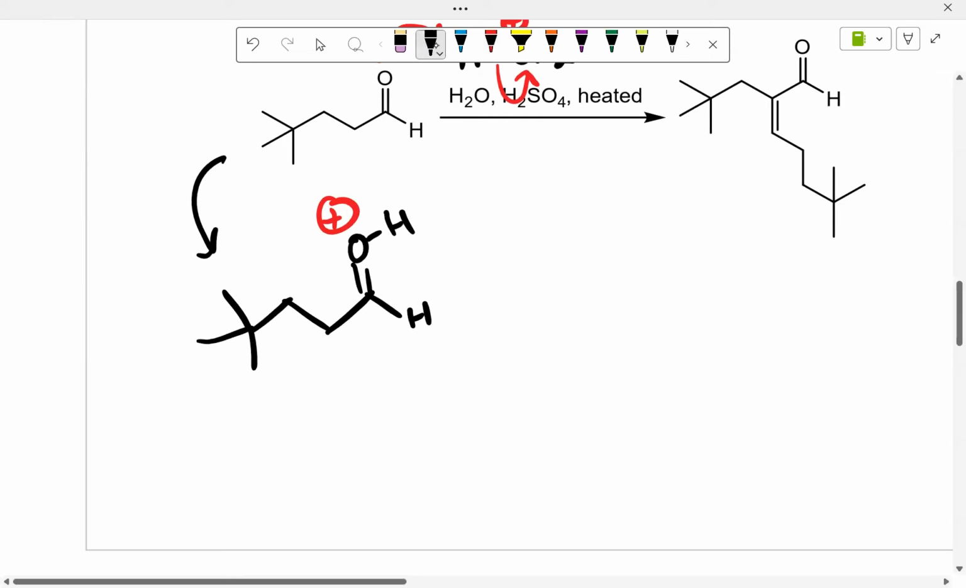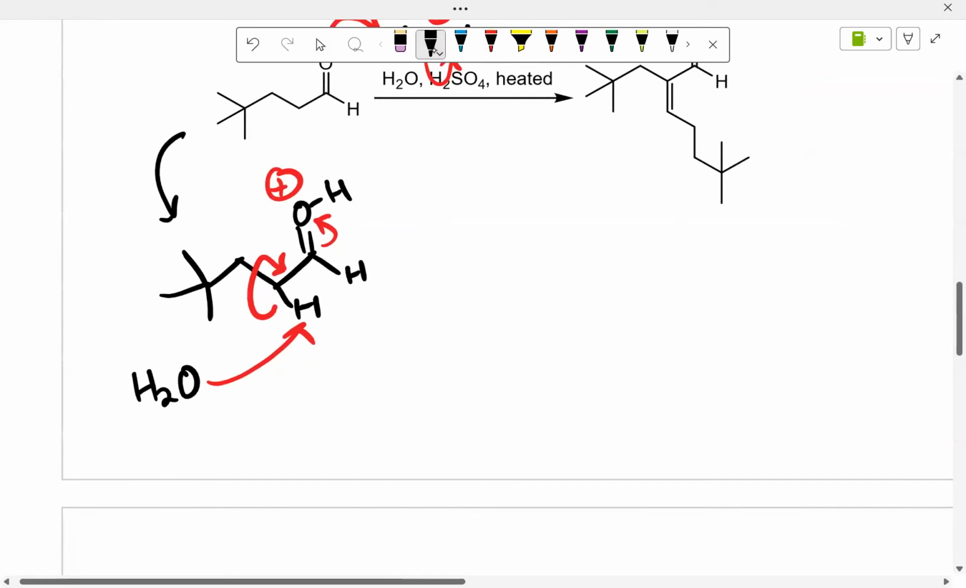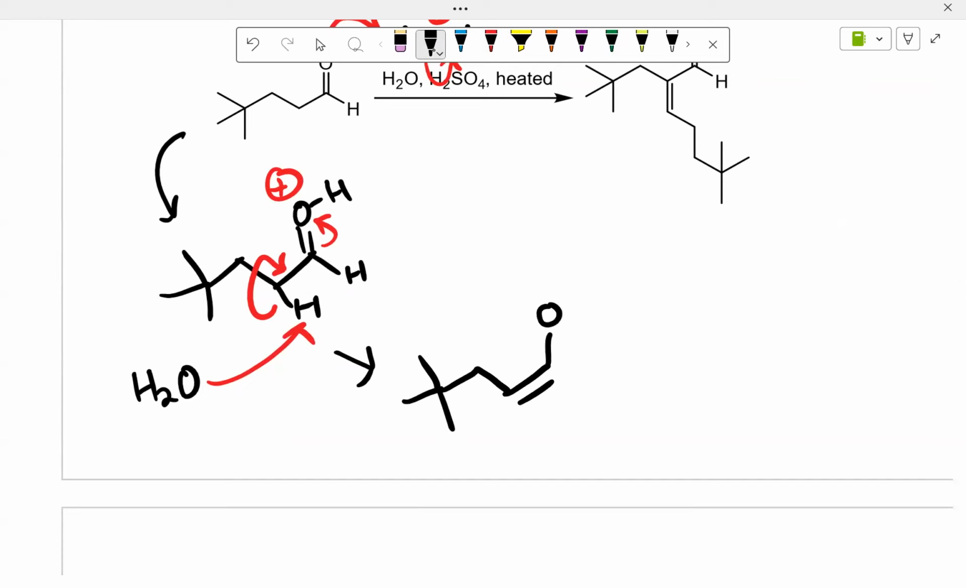Now we're not going to form an enolate by technicality, because an enolate has a negative charge, and in acidic conditions, negative charges cannot be formed. So rather, we're going to form an enol here by taking the alpha proton with water and then pushing the electrons to create the alkene and getting rid of the positive charge on the oxygen. So now we have made our enol.